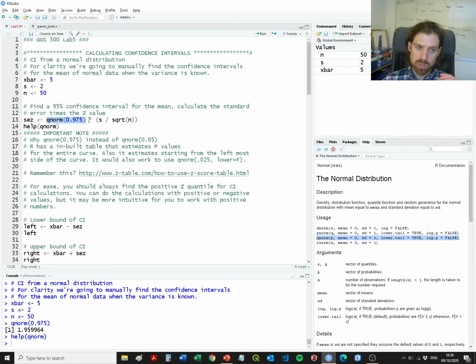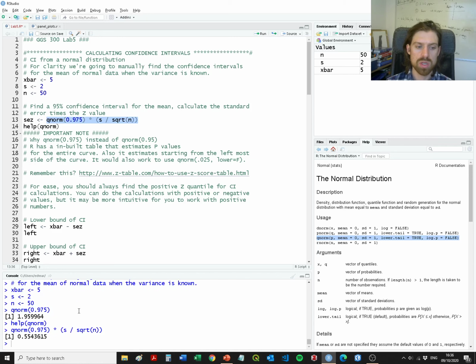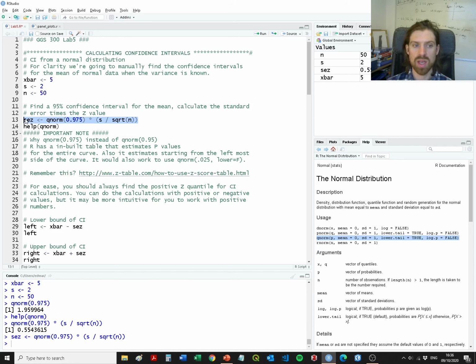So we take the Z value and then we multiply it by the standard deviation divided by the square root of the sample number, so the number of entities in the sample, and that produces the standard error. Then we multiply that by the Z score, and that produces this value at 0.554, which here we are saying is the SEZ value. Okay, so look up that function if you still need help, but that helps us provide that initial estimate that we need to then work out the confidence bounds.